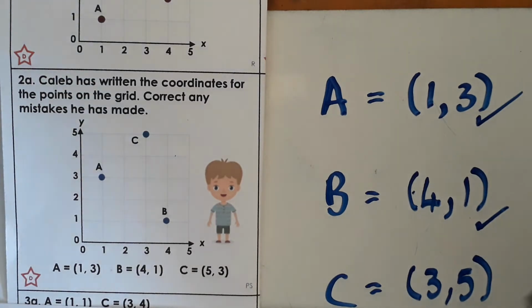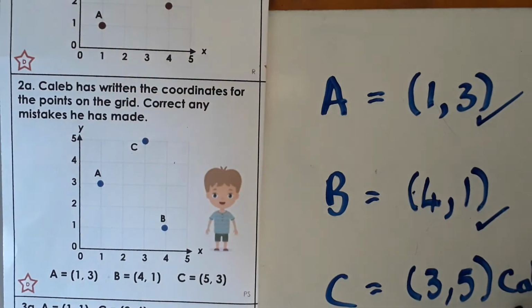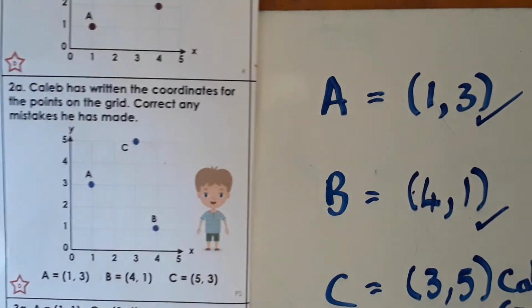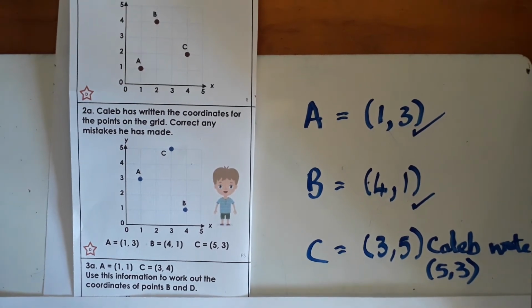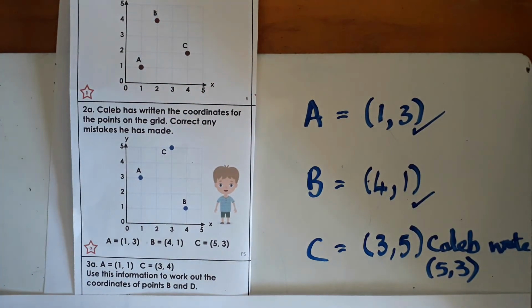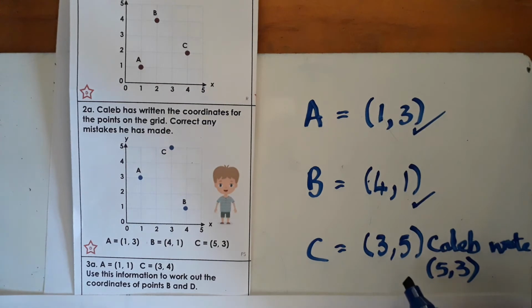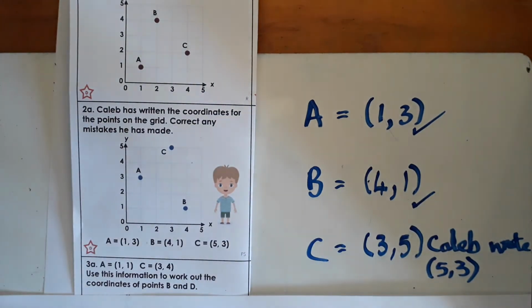So you can explain Caleb wrote 5, 3 in your answer. So if I just bring that out again, Caleb wrote 5, 3, whereas the correct one is... Show your working. Okay, all right, don't just give me a single answer. Show your working and be systematic.